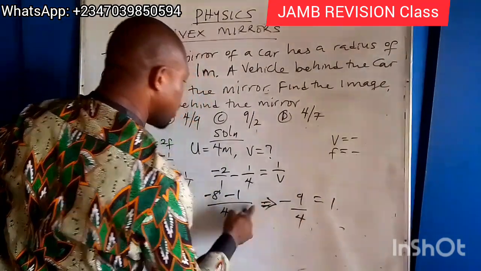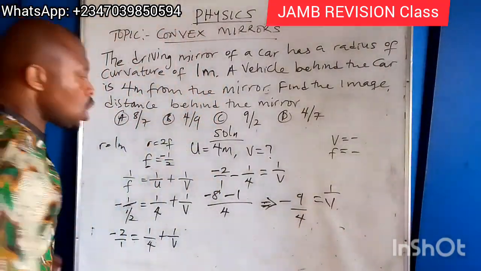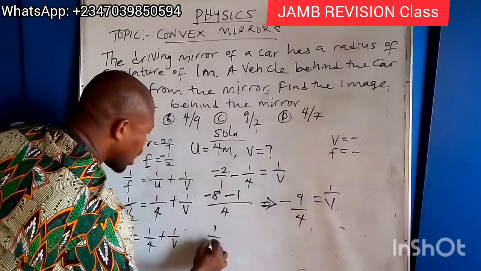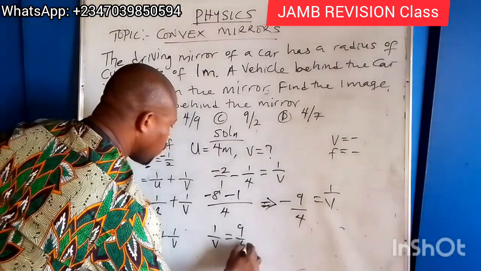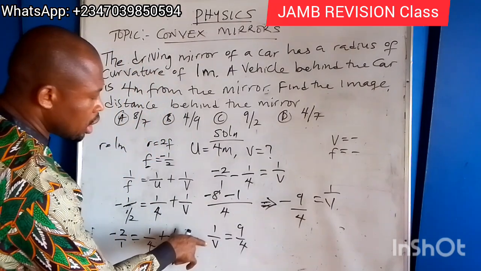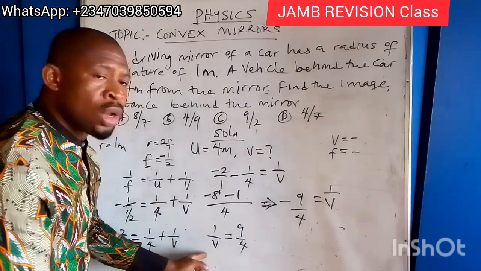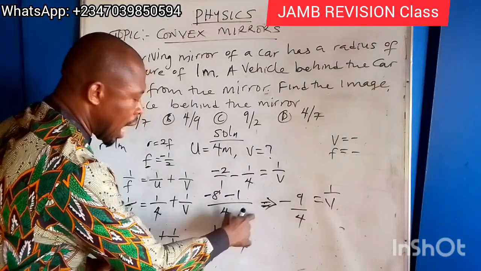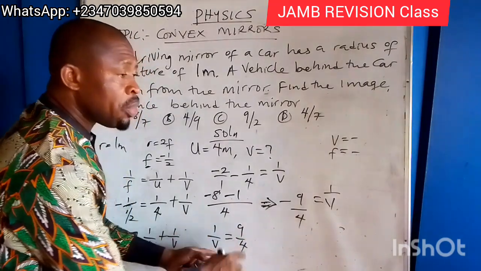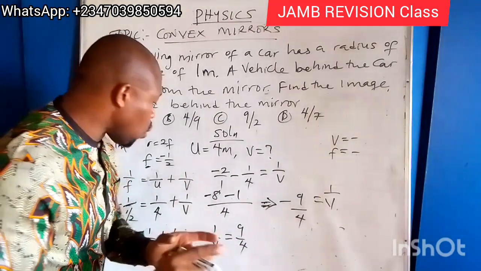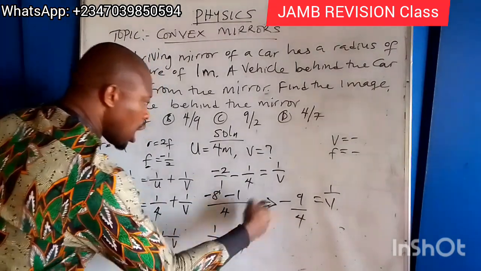This is equal to 1/v. Now let v be the subject. 1/v is equal to minus 9 over 4. Now, this is the inverse of v. We are looking for v. What do we do? You cross multiply, v times 9 and then 1 times 4, to get v. But for the want of time, 1 over means inverse. Inverse means invert this side.